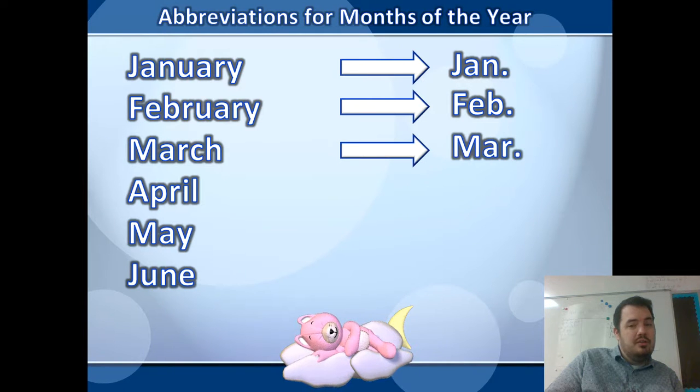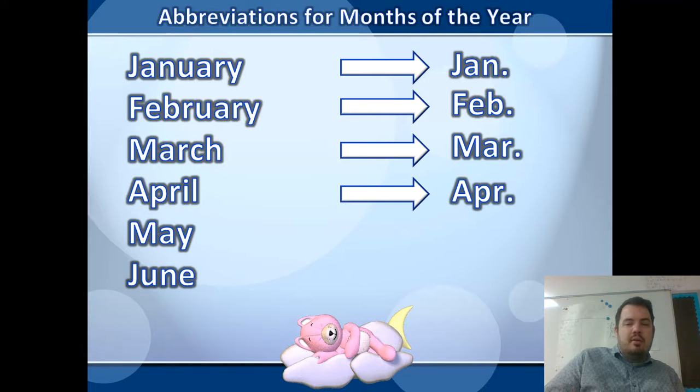Then we have March. March is weird because it's only one syllable. Now, a lot of these we have been shortening to just the first syllable. For example, in January, we made it just Jan. So we made it just the first syllable. In February, we made it just Feb, which is the first syllable. March is a little odd because March just has one syllable. We still shorten it to M-A-R period.